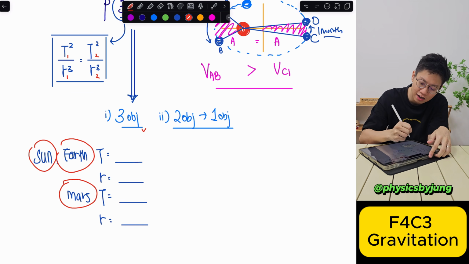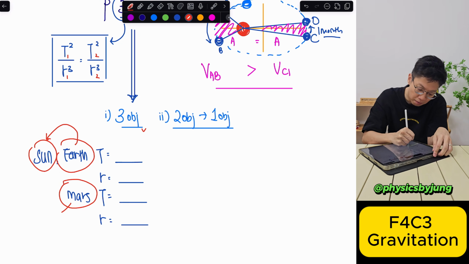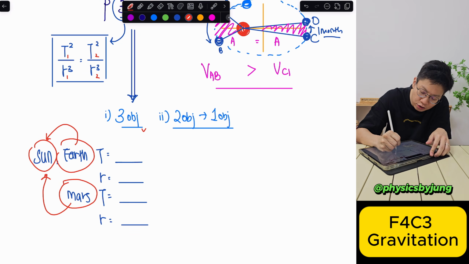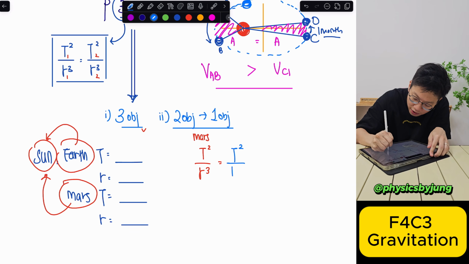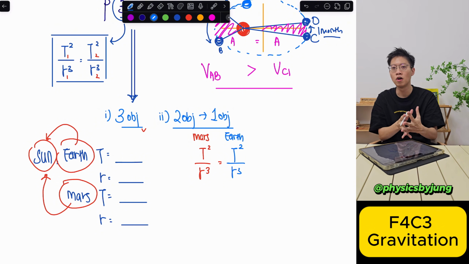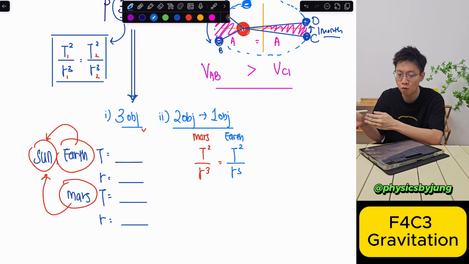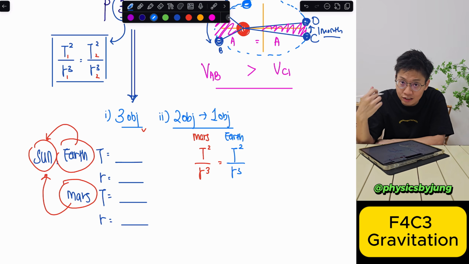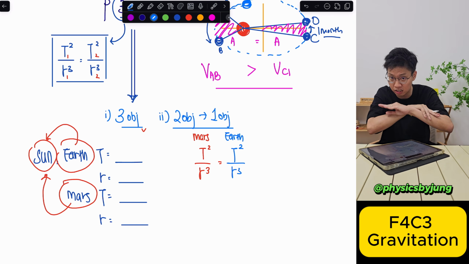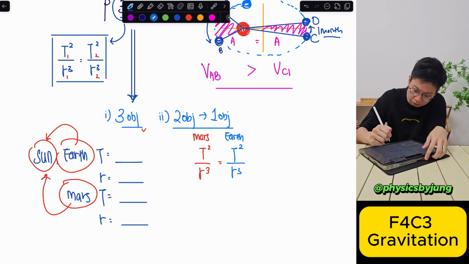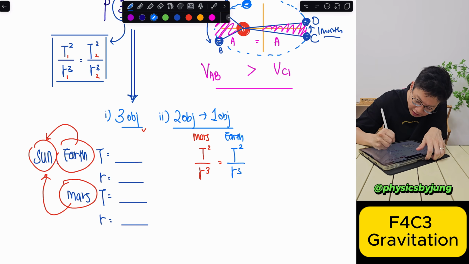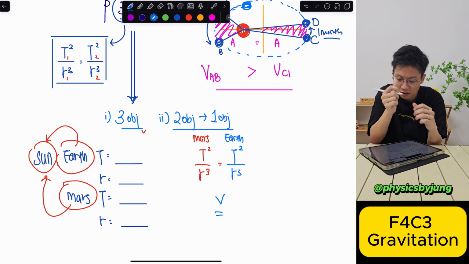Then I have to check. Earth goes around the sun, Mars goes around the sun. So I can use T squared over R cubed of Mars equals T squared over R cubed of the Earth. For more examples, you can refer to another video where I will be purely doing practice questions. I will link it in the description below. So we have T squared over R cubed, T squared over R cubed, and this is a valid Kepler's third law.